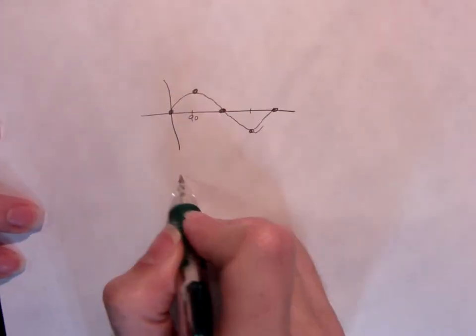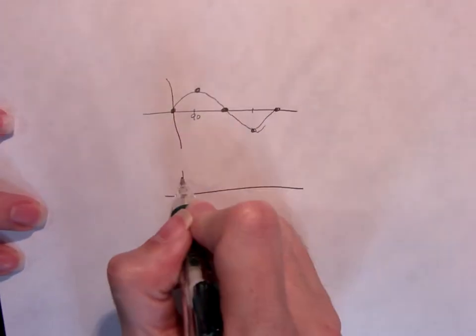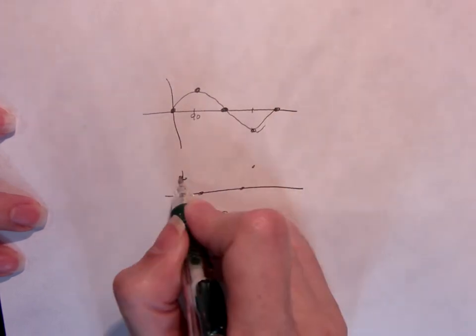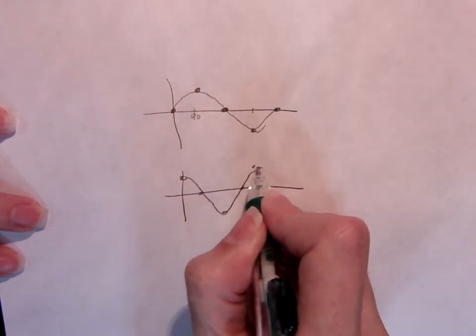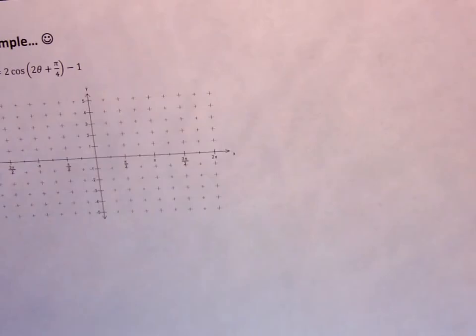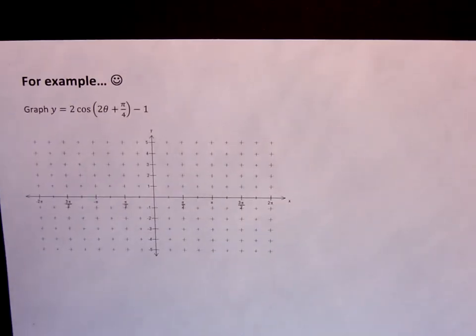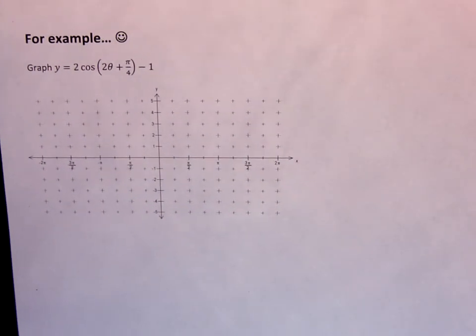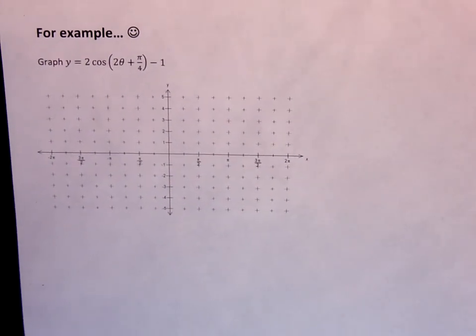Okay, same reasoning. When we say cosine, you should be thinking 1, 0, -1, 0, +1, so that we get the same curve, it's just kind of phase shifted over a little bit. That's where you're going to start every single time. So if I'm given an equation, I'm going to identify transformations and then do that to my parent function.